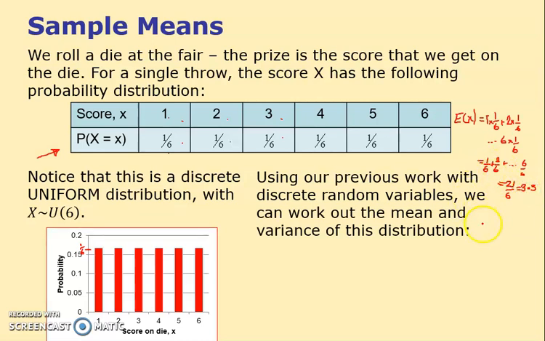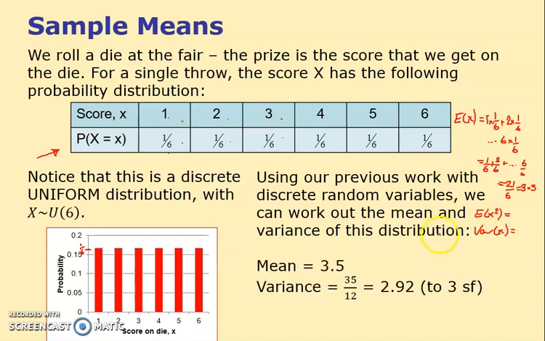You could do the same thing. Remember, you could then work out E of X squared. I'm not going to do it. And then you could work out var of X, and that would give you the variance of these numbers as well. When I did that, 3.5 agrees, and I got 35 over 12, or 2.92, for the variance. So that's fair enough. That's with 1 die.